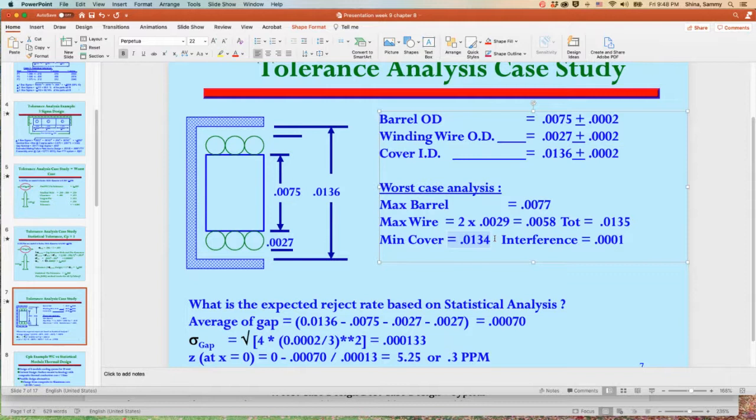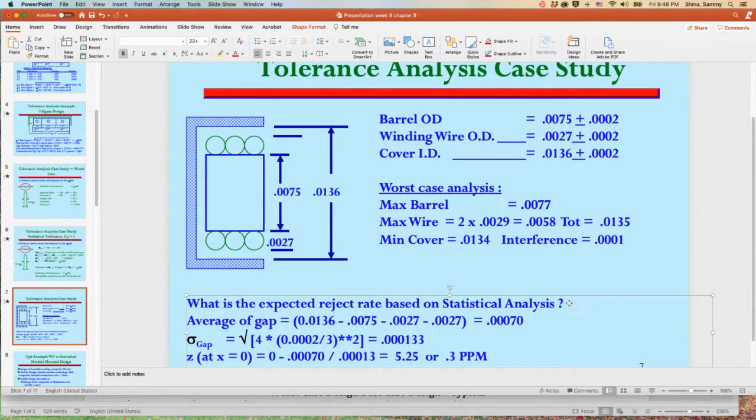There's a problem. Do we stop production? No. We'll look at it in terms of what is the expected reject rate. In order to find the expected reject rate, we have to determine the Z. In order to find the Z, we need to know the gap, number one. So what is the gap? In terms of average and also in terms of sigma.